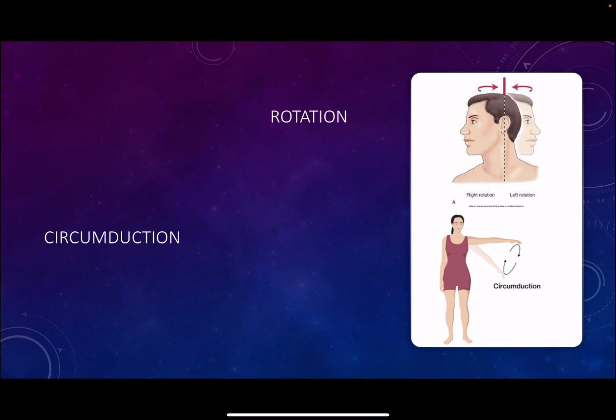Rotation moves the part at its axis from side to side. An example is moving the head from left to right, or moving your limbs medially, which is internal, or laterally, which is external. Circumduction moves a part in a circular motion.